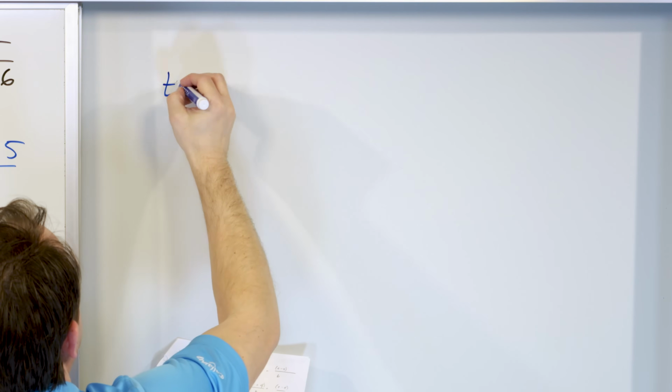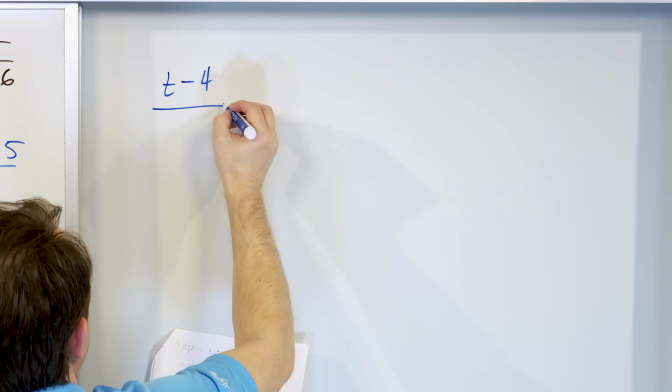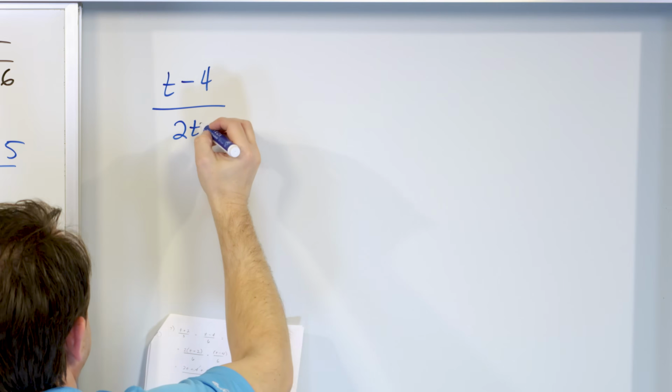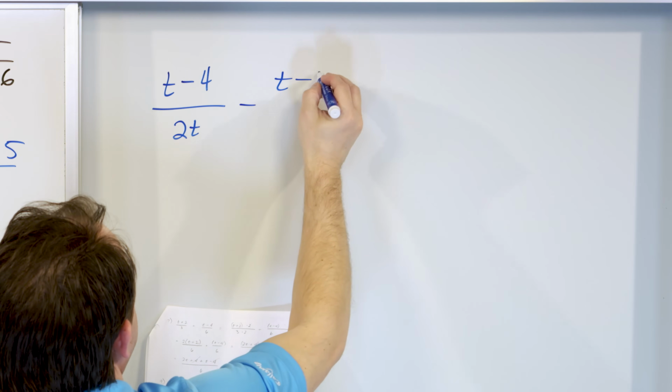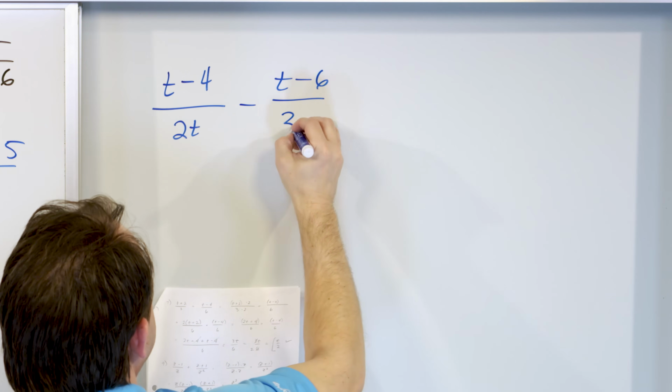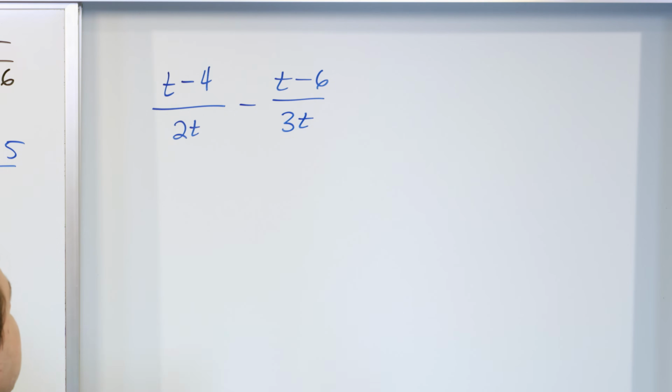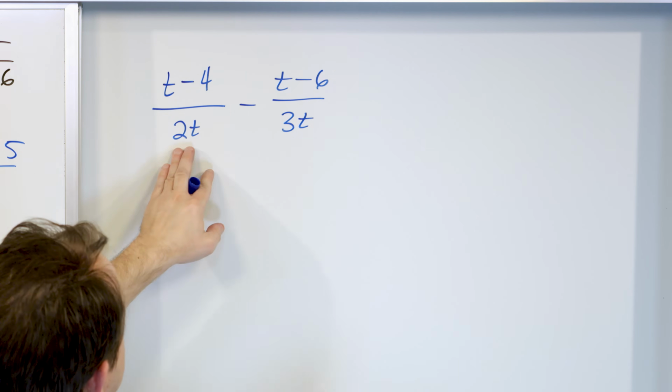Now we have one more question in this lesson. Same sort of thing. We have to get a common denominator. What if we had t minus 4 over 2 times t minus t minus 6 over 3 times t? So same thing. How do I make these a common denominator?